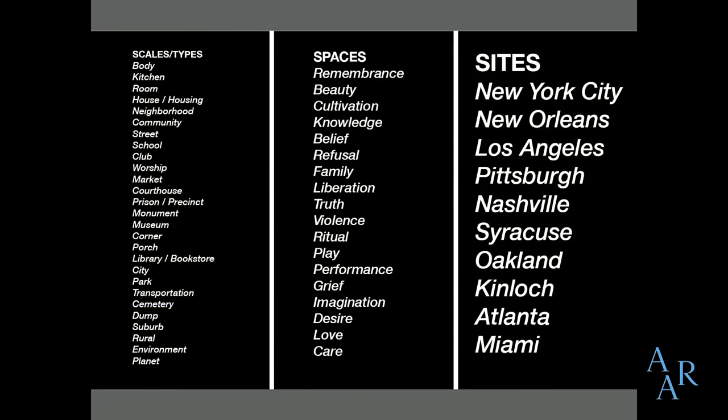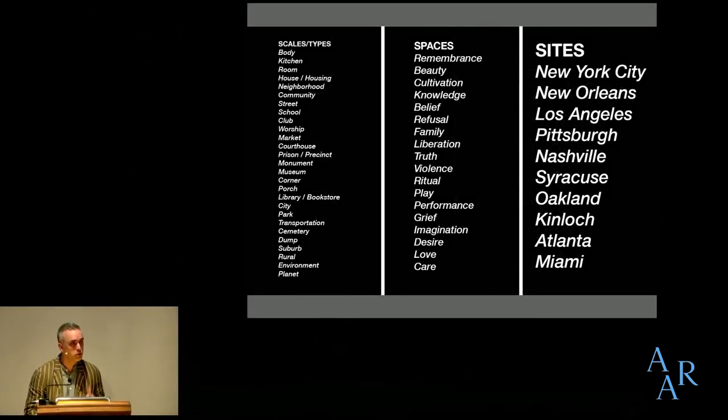First of all, the sites in the largest font were the cities that we chose as a group. 10 cities across America, 10 cities that had a legacy and a history that was fundamentally organized around division. The spaces that those cities could, in effect, be visualized through. And finally, the scales or the types of ideas, spaces, and tools through which all of these things could be understood.